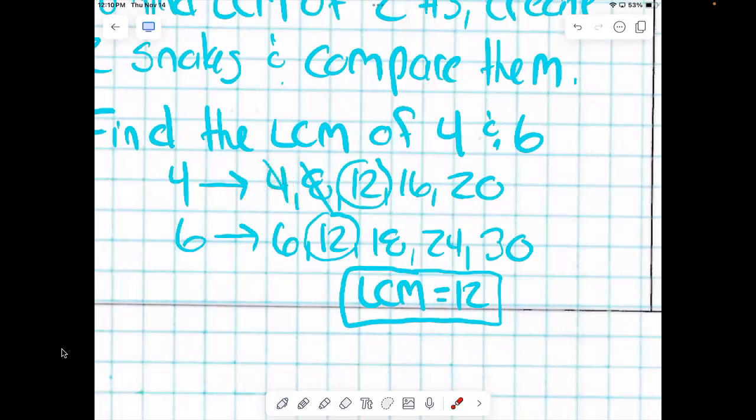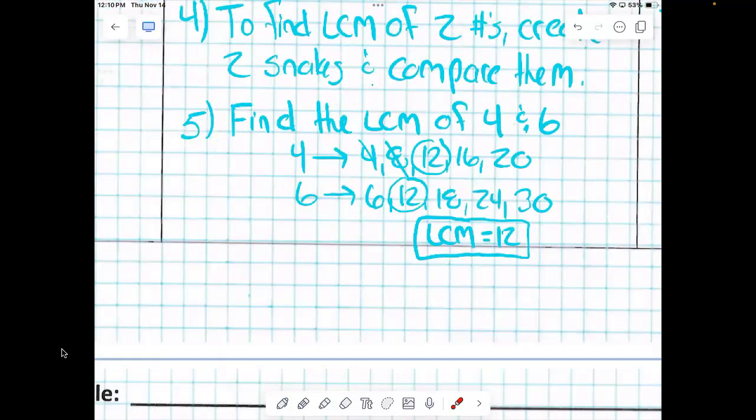Does the 6 snake have a 4 as a multiple? No. So I'm going to say, all right, well, 4 doesn't work. It's not a common multiple between these two numbers. Does the 6 snake have an 8? No. So what am I doing? Crossing them off. Does the 6 snake have a 12? Yes. Did I just find the smallest common multiple for 4 and 6?